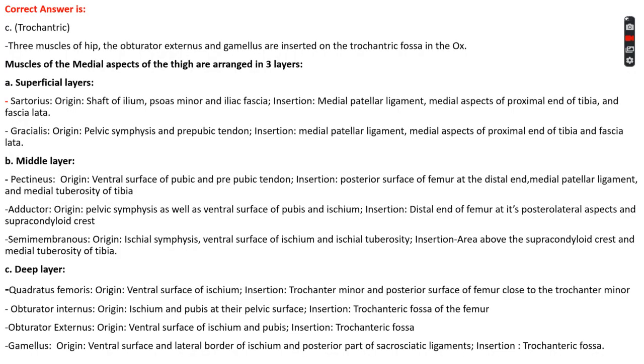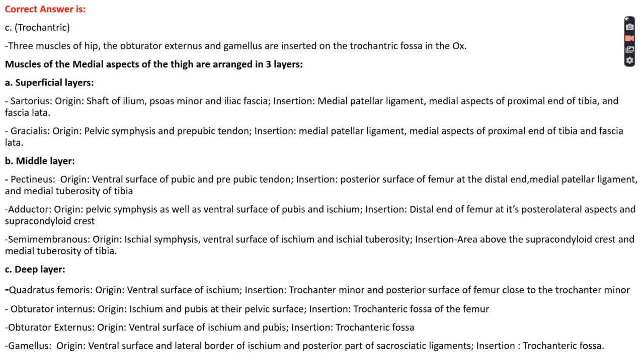Okay. The three muscles of the hip, that is the obturator externus, obturator internus, and gemellus, are inserted on the trochanteric fossa in the ox. Okay. Let's see the muscles which are located on the medial aspect of the thigh, actually arranged in three layers: a superficial layer, a middle layer, and a deep layer. If we see the superficial layer, we find two types of muscles, the sartorius muscle and the gracilis muscle. The sartorius muscle is the longest muscle in the case of human beings.